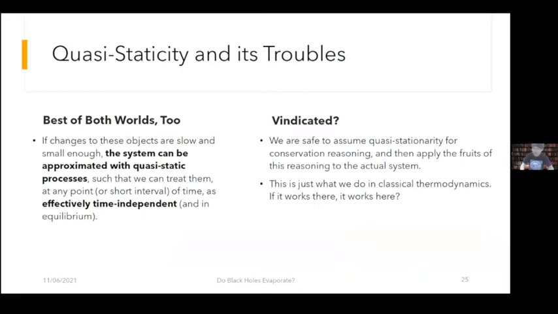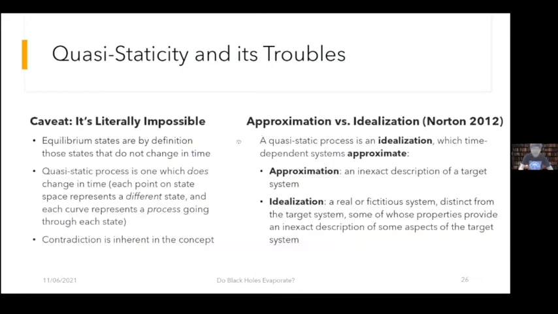So that's the thought here, right? But I like to think that the reverse is kind of true as well, that if it doesn't work in thermodynamics, we might be able to see why it might not work in black hole physics as well.